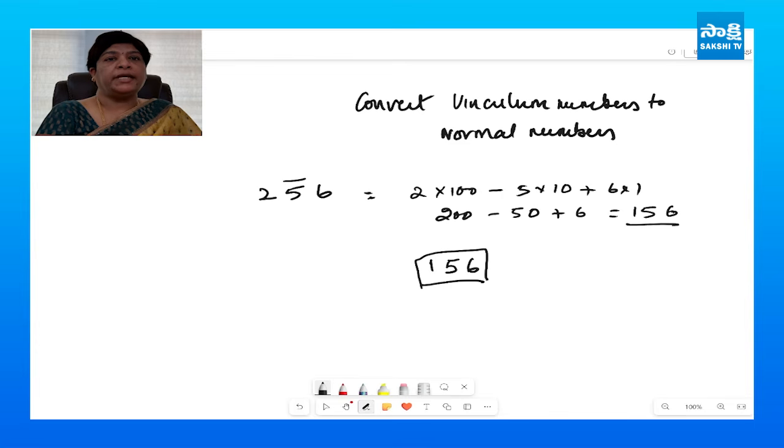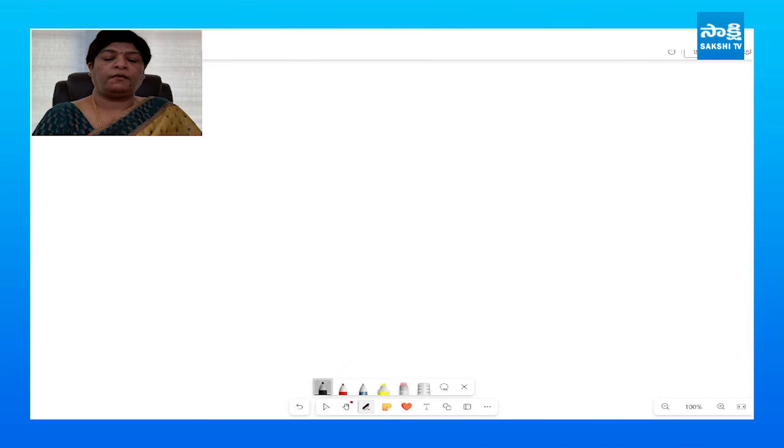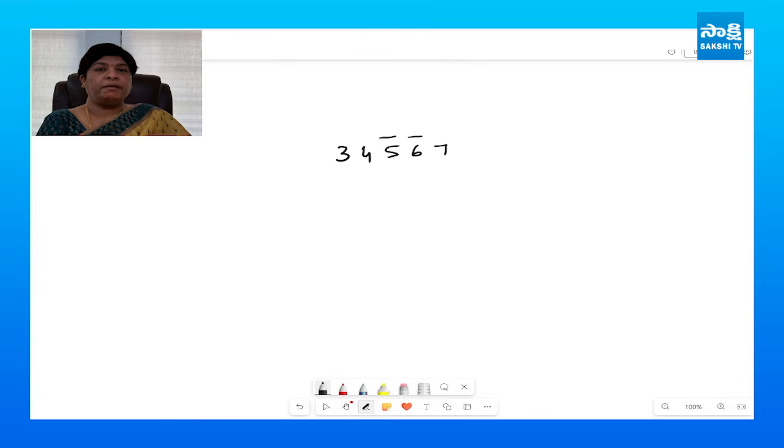So let's see another example. 3, 4, 5 bar, 6 bar and a 7. So here we have two bar numbers side by side. So how do we start the process? We're going to start from the right hand side. Since the first number is a positive number, we do not do anything. We just drop it as is. And we find the tens complement of the 6 bar, that is the first bar number we have encountered starting from the right hand side. So the tens complement of 6 is 4.